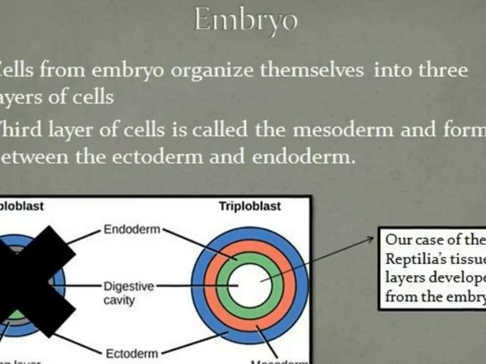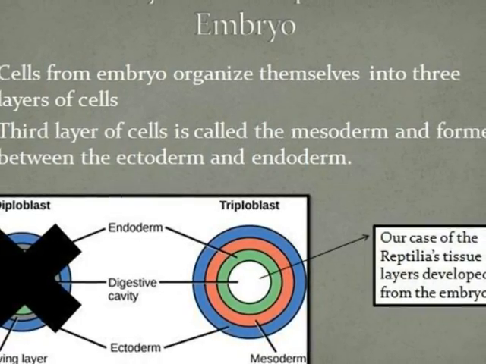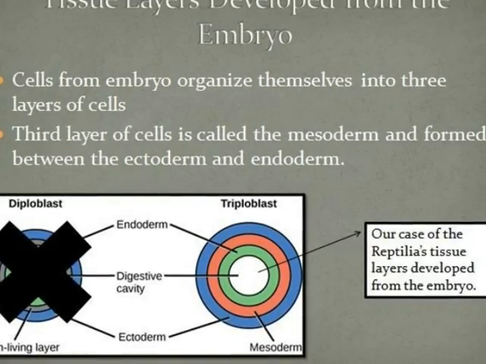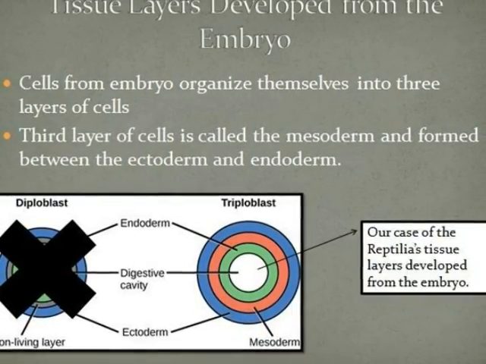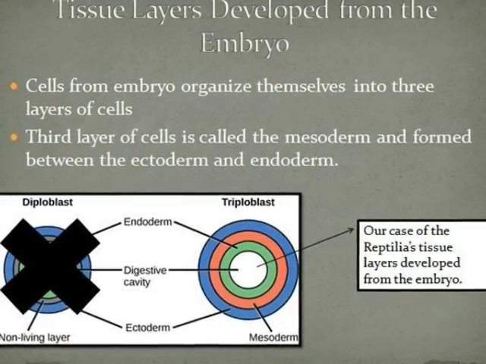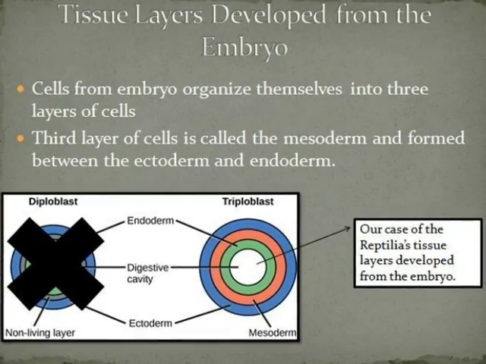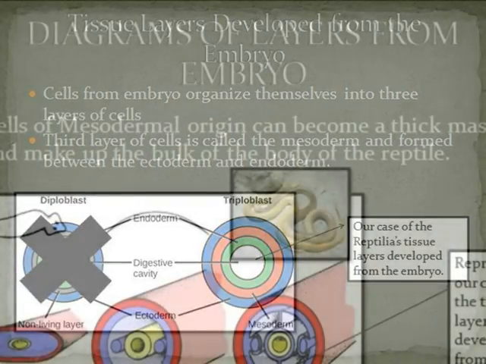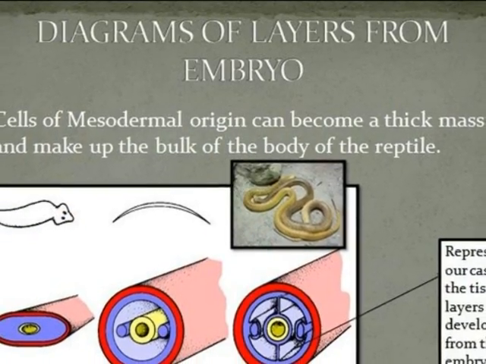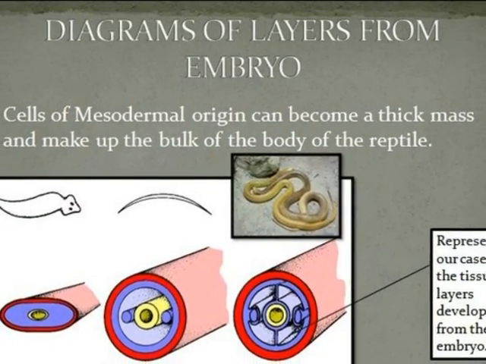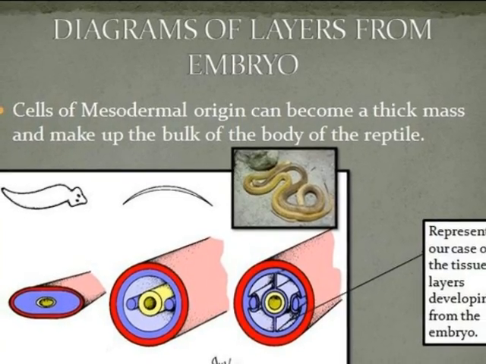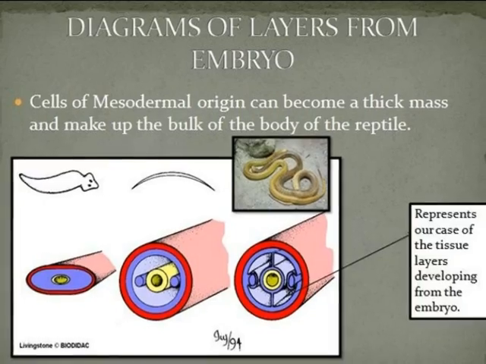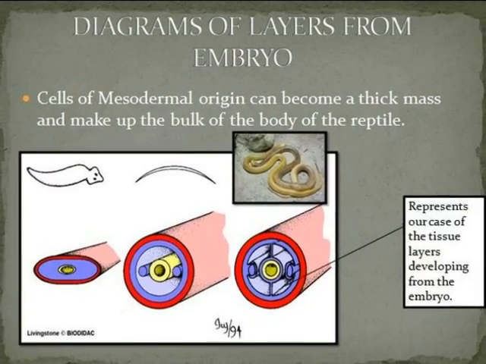Tissue layers develop from the embryo. Cells from the embryo organize themselves into 3 layers of cells. The third layer of cells is called the mesoderm and is formed between the ectoderm and endoderm. The diagram below shows a triploblastic organism, which a snake or reptile is. The cells of mesodermal origin can become a thick mass and make up the bulk of the body of the reptile, and this is indicated on the far right-hand side of the diagram, which represents a triploblastic organism.